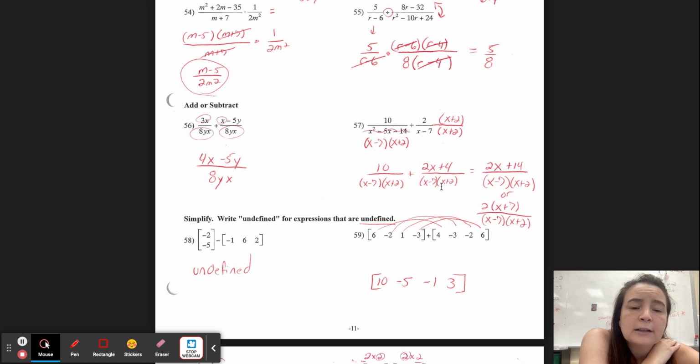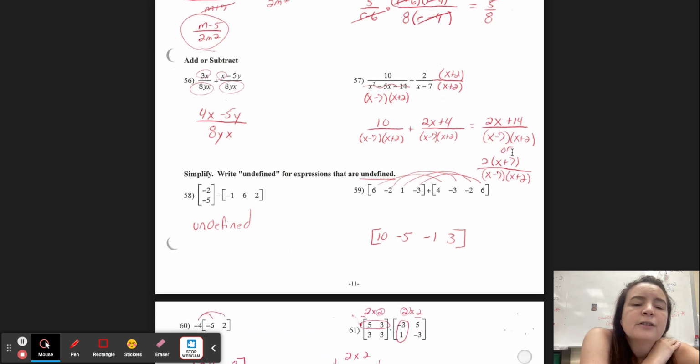So you see them matching now, and I simplified the top by distributing. Then from there, they now have the same bottom. So I keep the bottom, I keep the denominator, and I combine the numerators. Again, this was plus, so it was nice. Be aware, though, that if it's subtraction, you do have to distribute the negative.